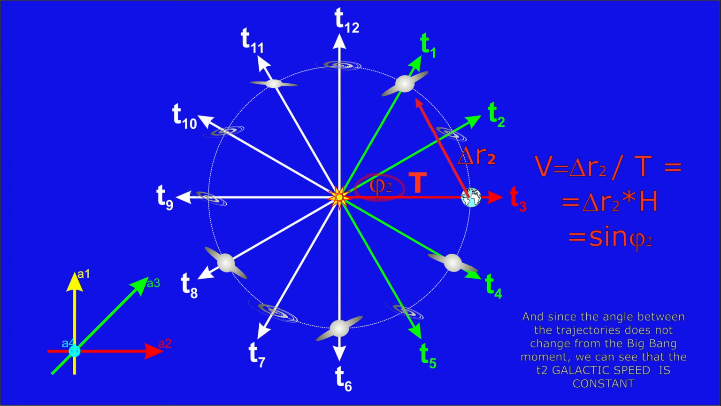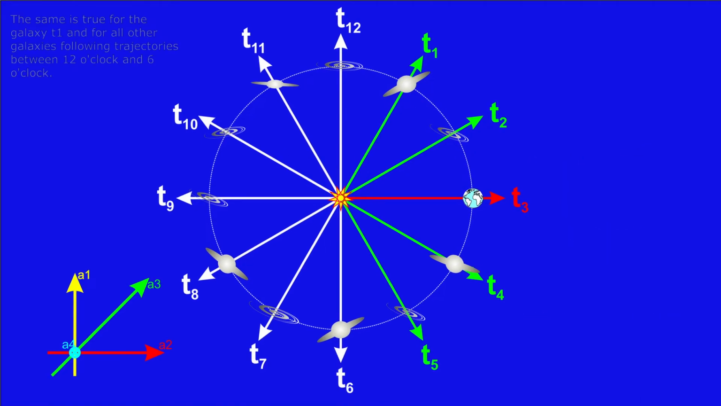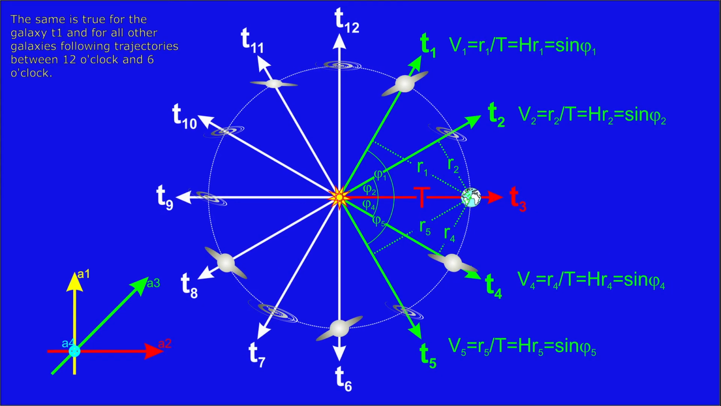And since the angle between the trajectories does not change from the Big Bang moment, we can see that the T2 galactic speed is constant. The same is true for the galaxy T1 and for all other galaxies following trajectories between 12 o'clock and 6 o'clock.